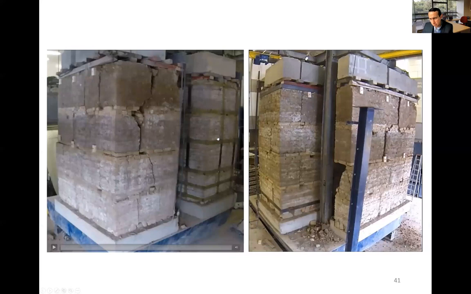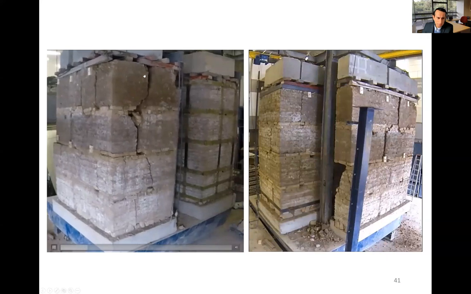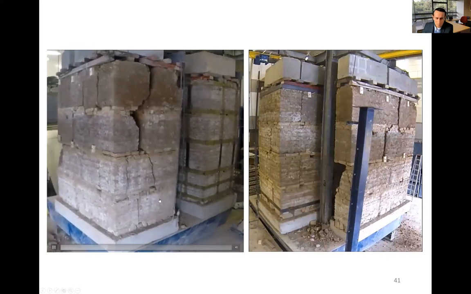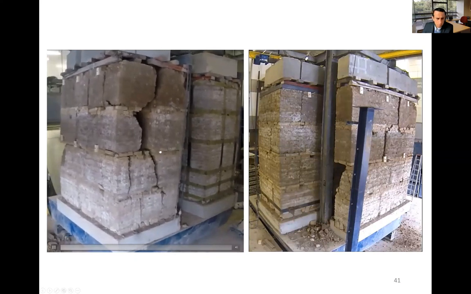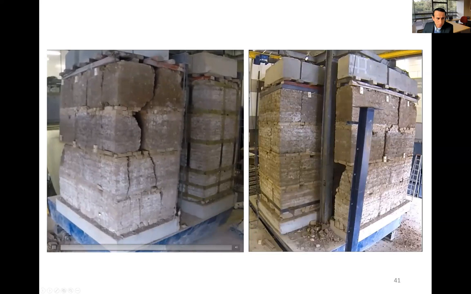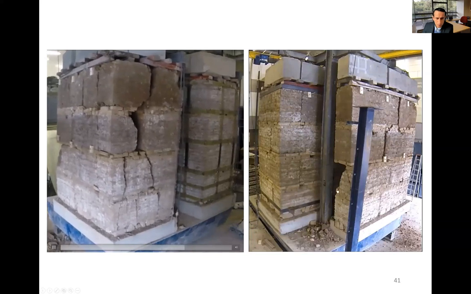Also, we did testing for a rammed earth structure. Other techniques are included here. For example, this one includes steel plates. You see the big cracks that appear through the wall, the very extensive damage that is suffered by the wall. We see collapse here already.